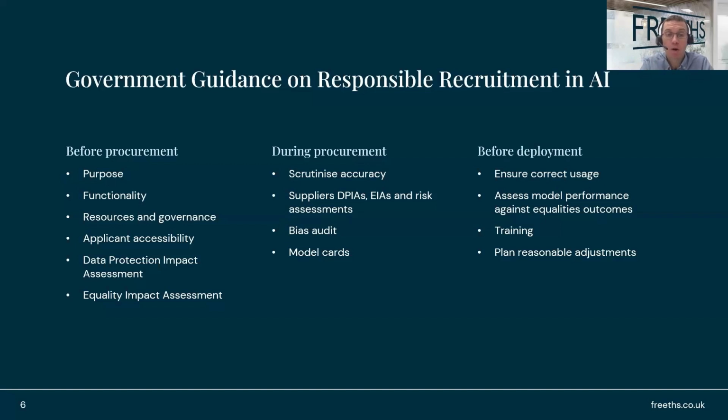And those should be set out, last point there, in the model card, which is a standardized form of reporting tool for capturing key facts about AI models. And it should set out, as well as the benefits of the model, the limitations of the model. And this is important so that employers are aware so that they can adjust their processes accordingly.